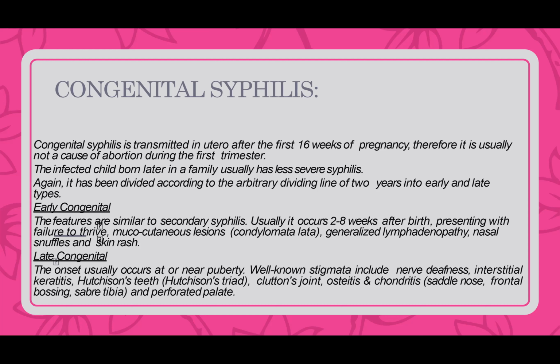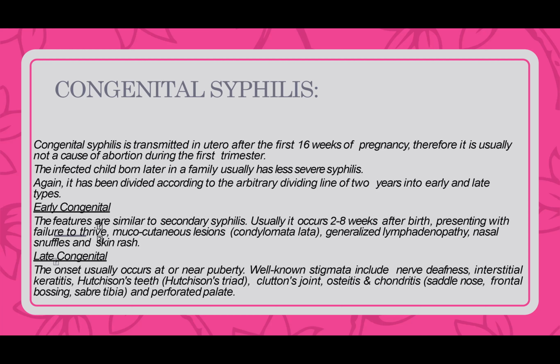Early congenital syphilis, the features are similar to secondary syphilis. Usually it occurs 2 to 8 weeks after birth, presenting with failure to thrive, mucocutaneous lesions, which are also known as condylomata lata, generalized lymphadenopathy, nasal snuffles, and skin rash.